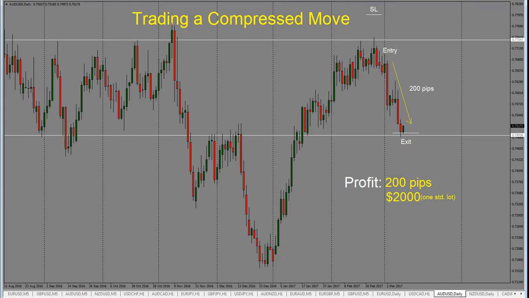So let's dive in. Here we are looking at the Aussie US dollar daily chart. This over here is a compressed move. We saw that the price had dropped substantially here and then it started to rise and just kept on going. The most important thing about a compressed move here is that the price looks like it's going higher. Price tries to push higher, but it's not really gaining much ground.